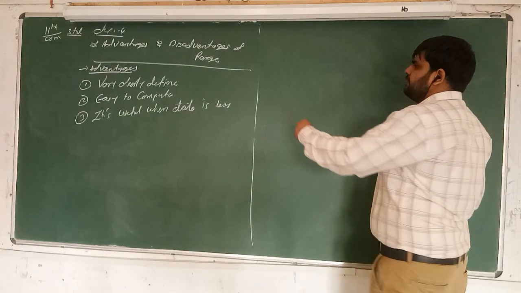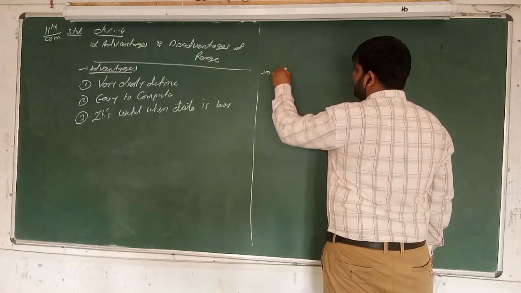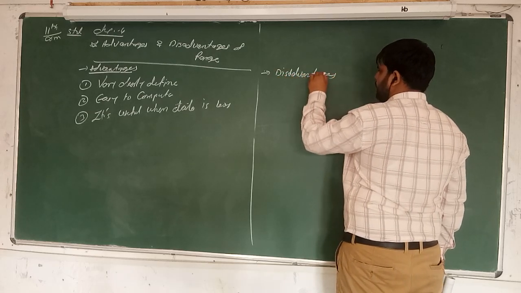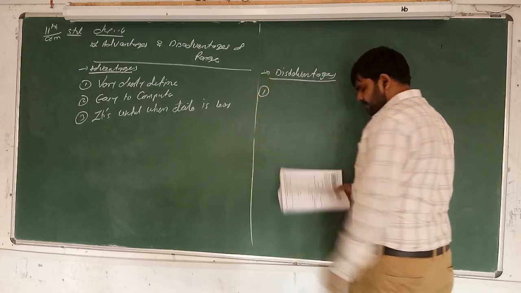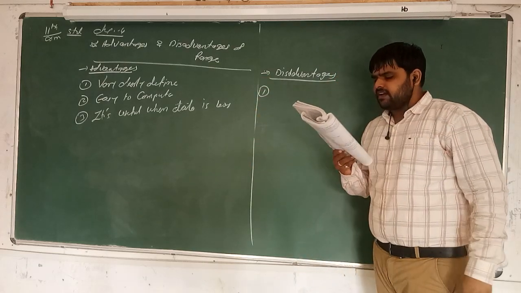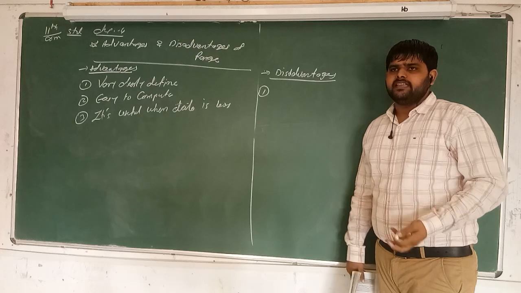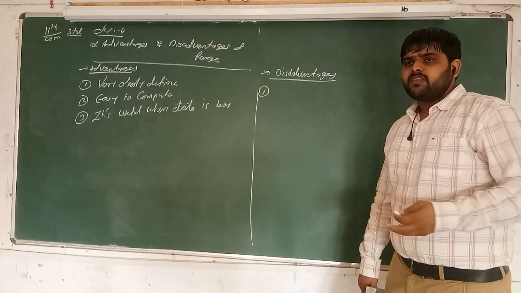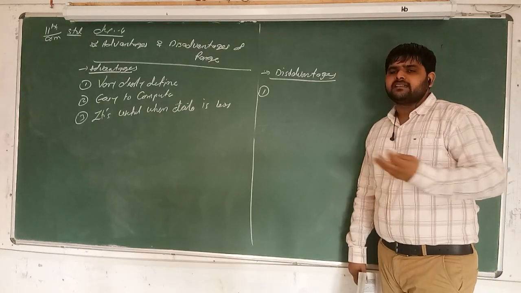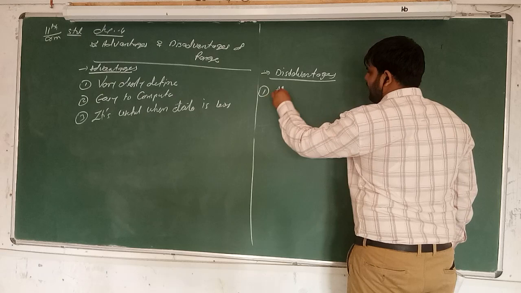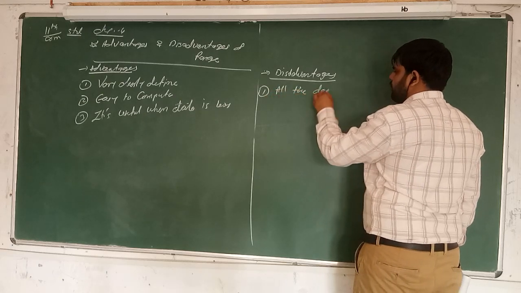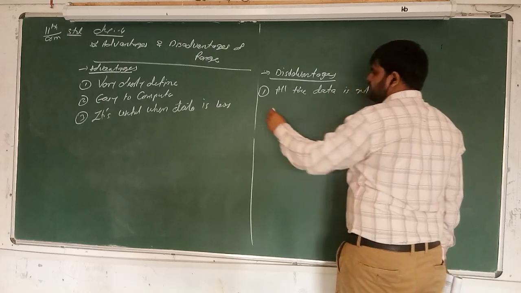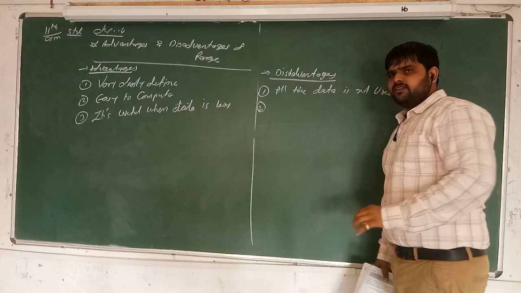In front of that, there are also disadvantages. Number one, not all the observations of data are used in the computation of range, because when we find the range, only the minimum and maximum two values are used. So all the data is not used.